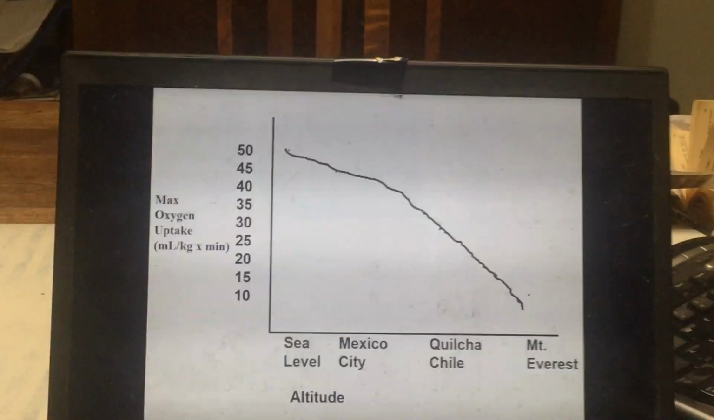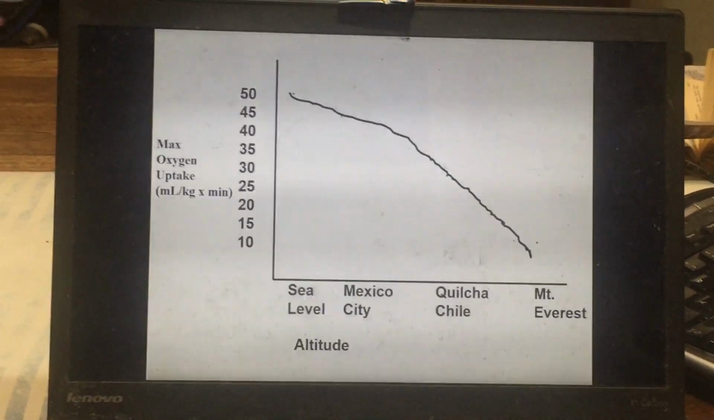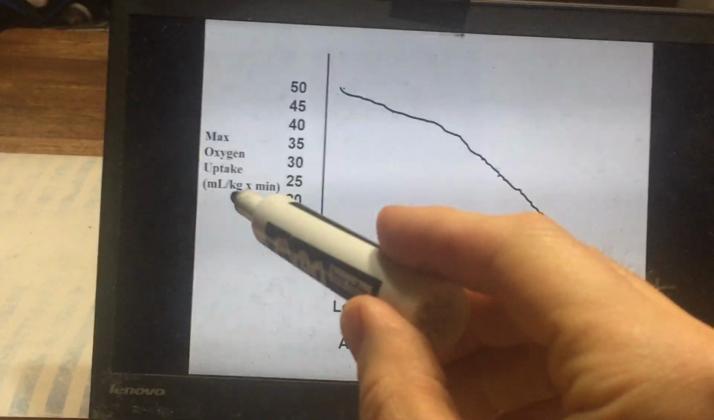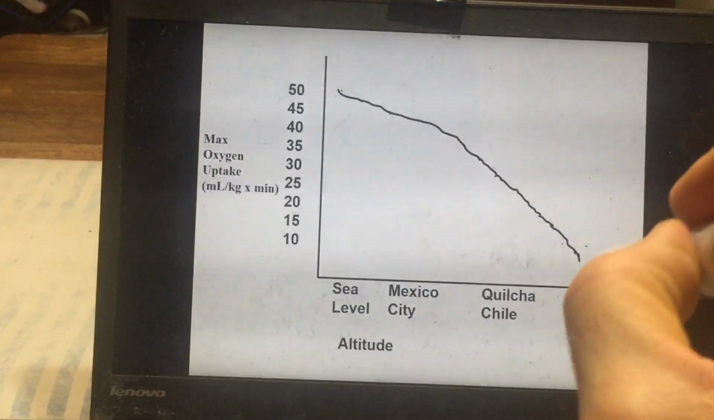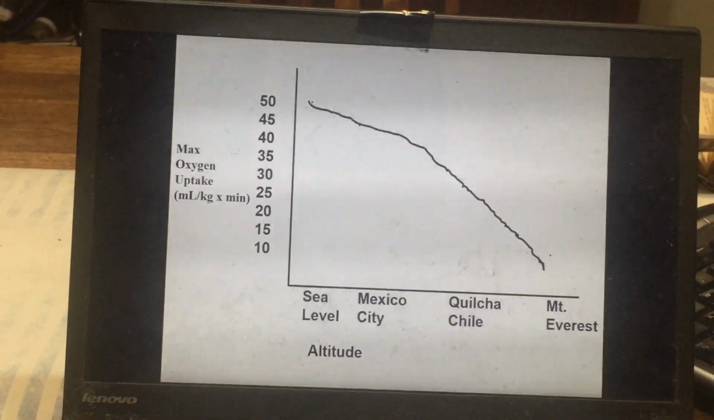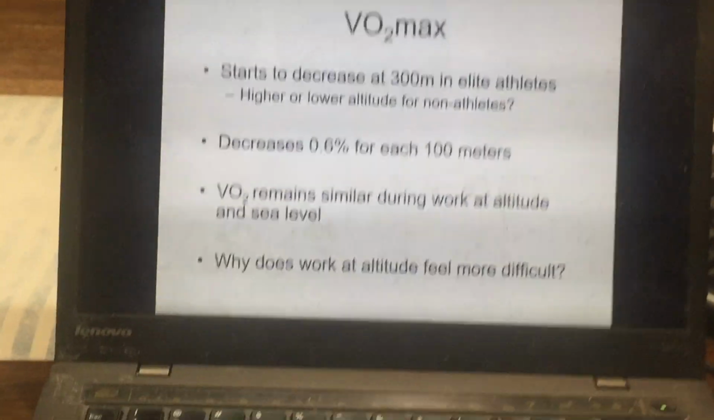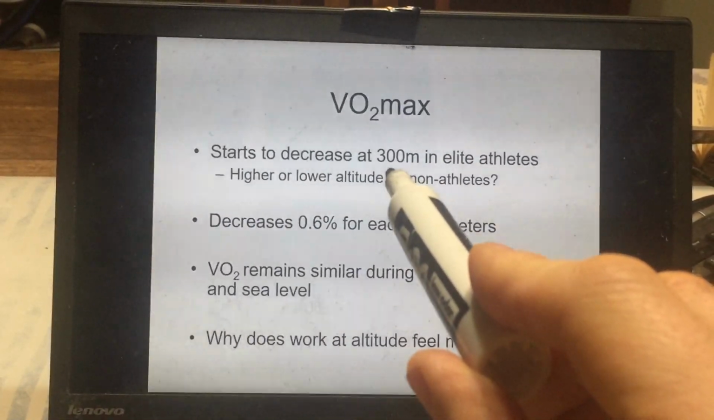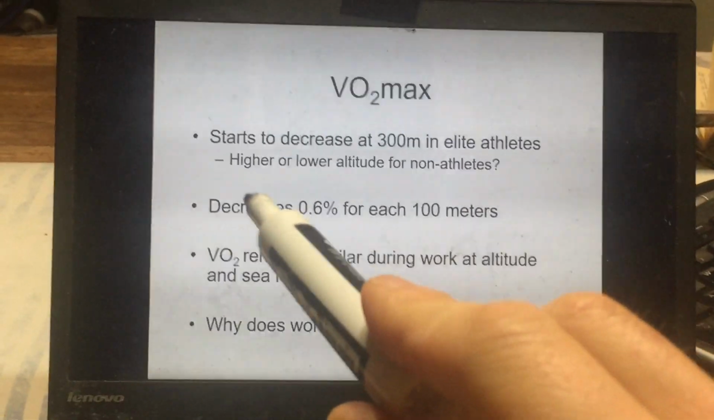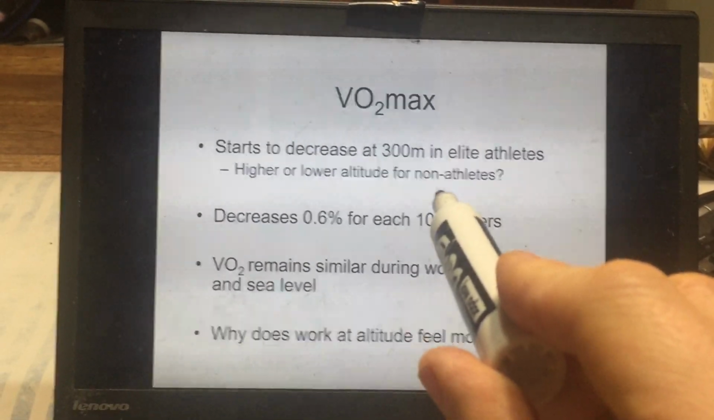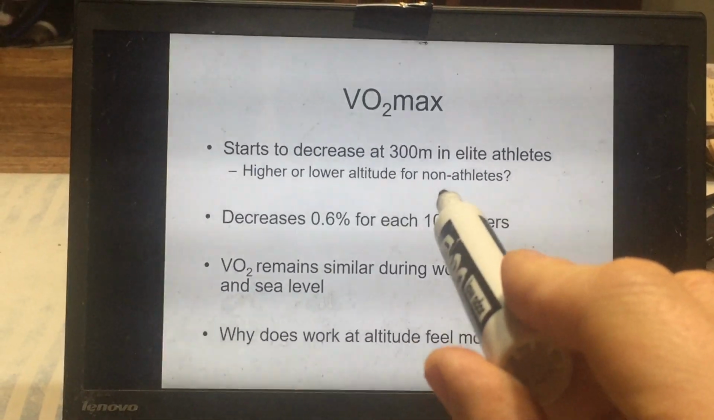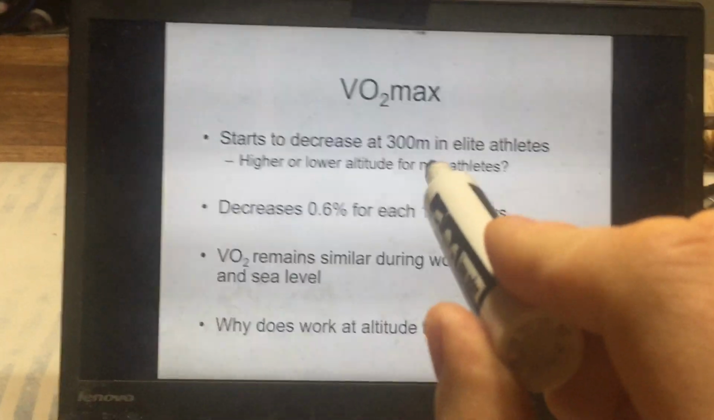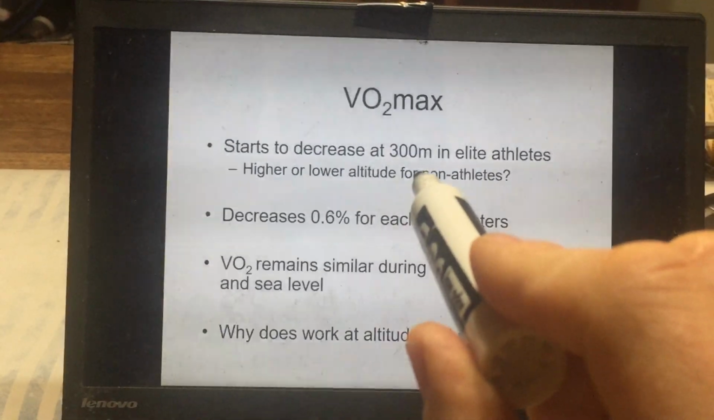So I went over this slide last day, and it just shows that your maximal oxygen consumption, which is your gold standard for aerobic fitness, decreases quite dramatically when you go to altitude. Now this slide just shows that the decrease in your maximal oxygen consumption starts at about 300 meters in elite athletes. And to answer this question, non-athletes are actually less affected. So elite athletes seem to be more sensitive to moderate increases in altitude.